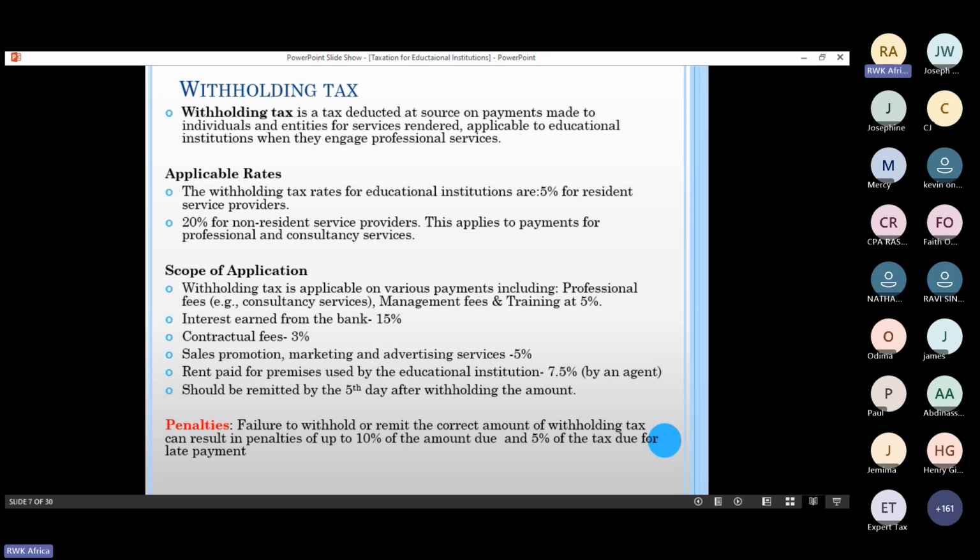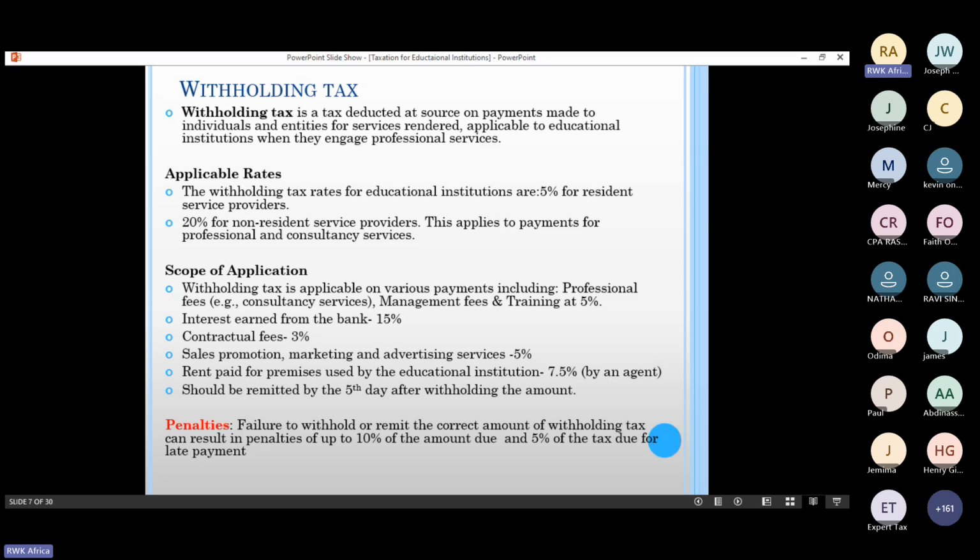If you have engaged a contractor and there is construction ongoing in your institution, then during the payments, any payment that you pay to the contractor, you're supposed to subject it to 3% withholding and remit that to KRA. Before you engage these service providers, ensure that you have a discussion with them that the amount you're going to pay them will be less the withholding tax that you're going to deduct and remit to KRA, so that you can remain compliant.